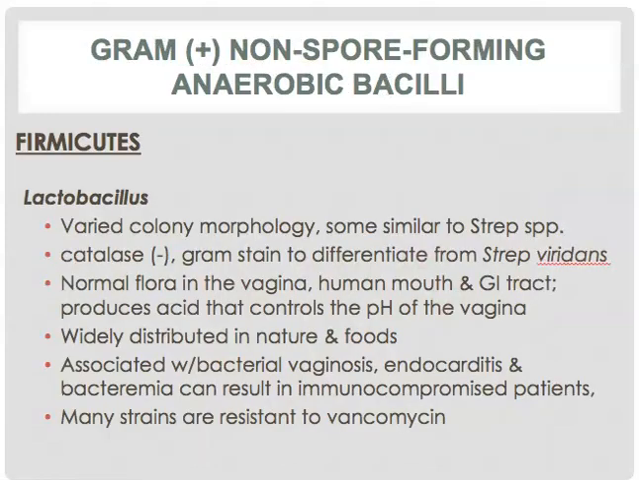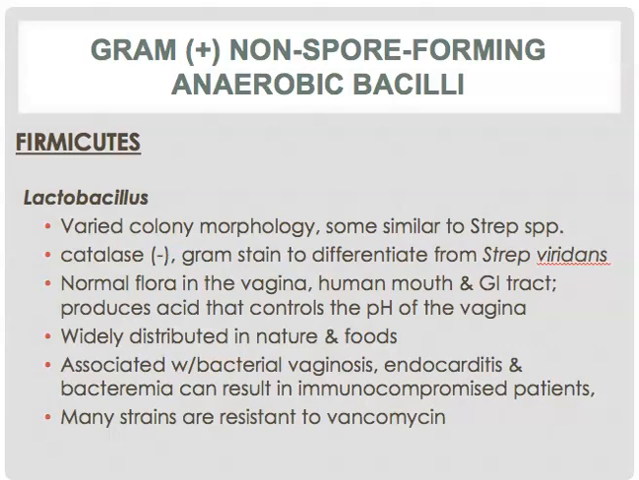Okay, and then the firmicutes, the only one in this group that we're going to talk about is Lactobacillus. This is very pleomorphic. It's an aerotolerant anaerobe, and remember that just means that they can tolerate small amounts of oxygen, just not for very long. You can see some varied colony morphology. Some of them can look similar to strep species, and they're catalase negative, so you would want to do a gram stain to differentiate them from strep viridans.